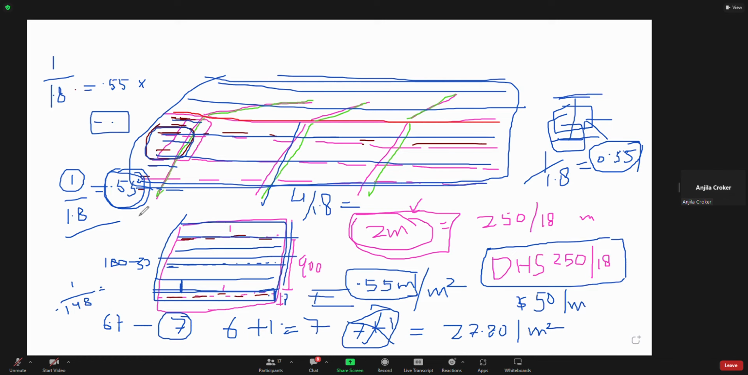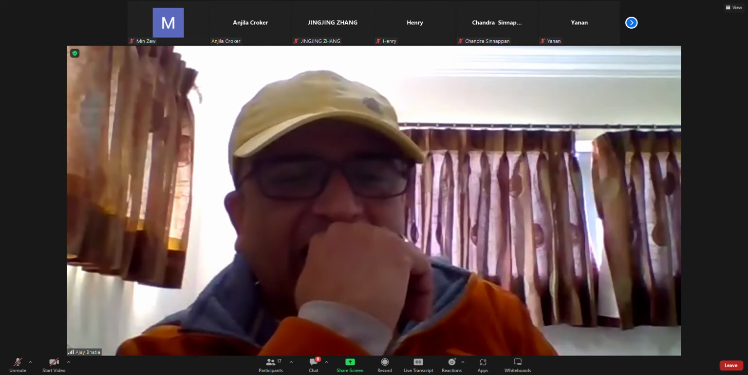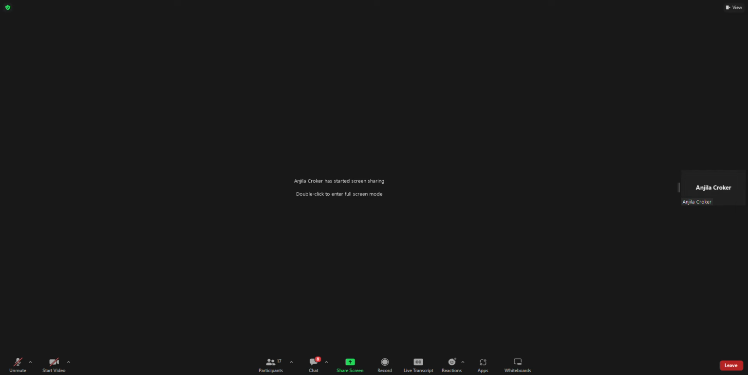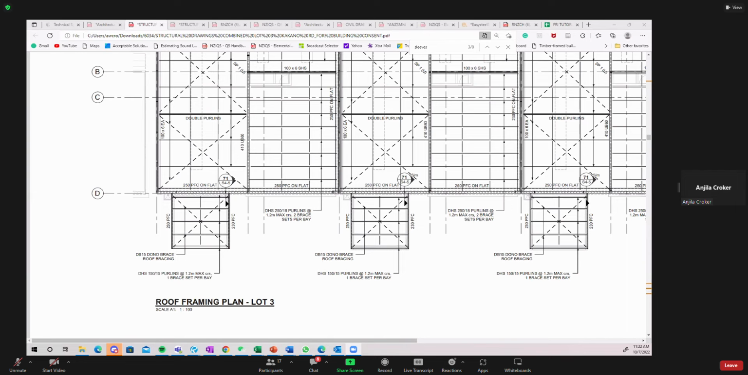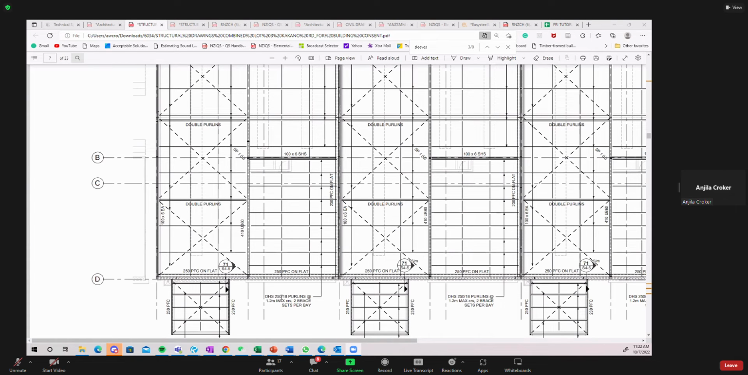AJ, yes. On structural steel, when we talk about the DHS 250 by 18 purlins, it's more understandable when we look at the drawing. I'll stop sharing and show this one here. Can you see? So when I talk about structural steel, DHS 250 by 18 purlins, do I count the numbers and the length?